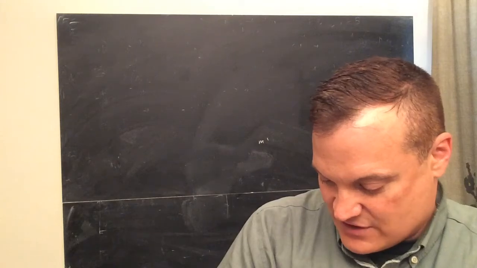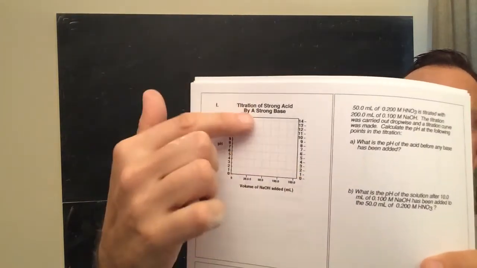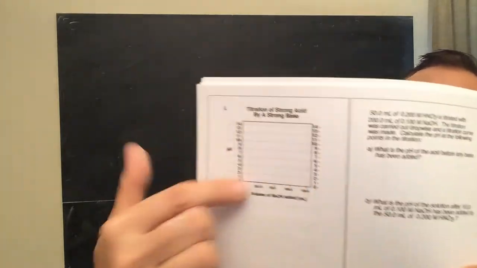25, 50, 100, 150. I might have to change those numbers. I don't have my notes because they're still locked up at school, but oh well. But anyway, that's all. How much did you add to the acid, and what does the curve look like?